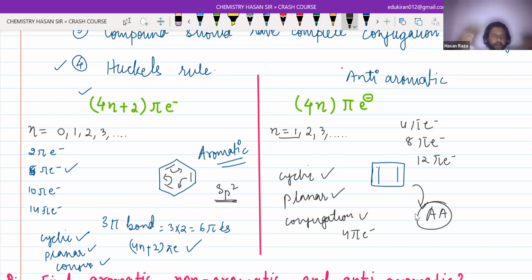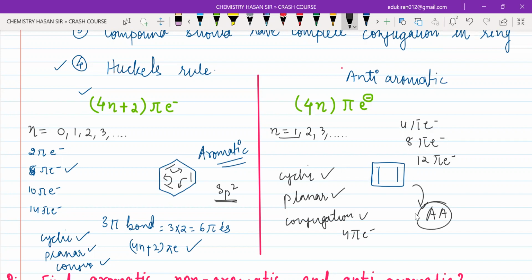If the first three are satisfied and the fourth rule is such that the pi electrons follow 4n, then it is anti-aromatic. Is that clear? Please do tell me, is that clear? Yes, sir.